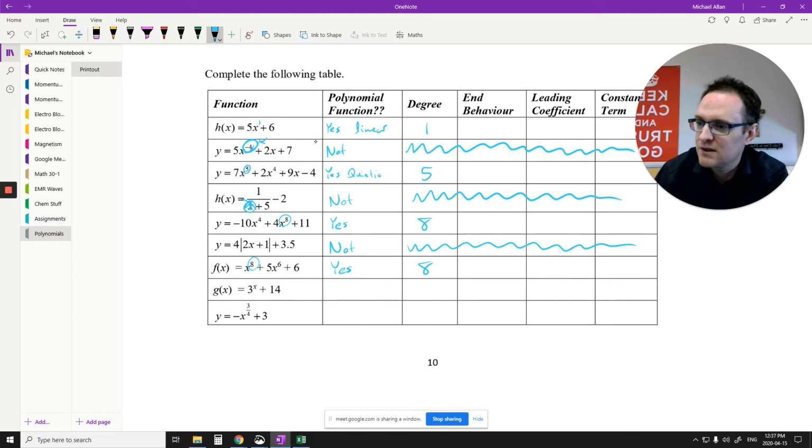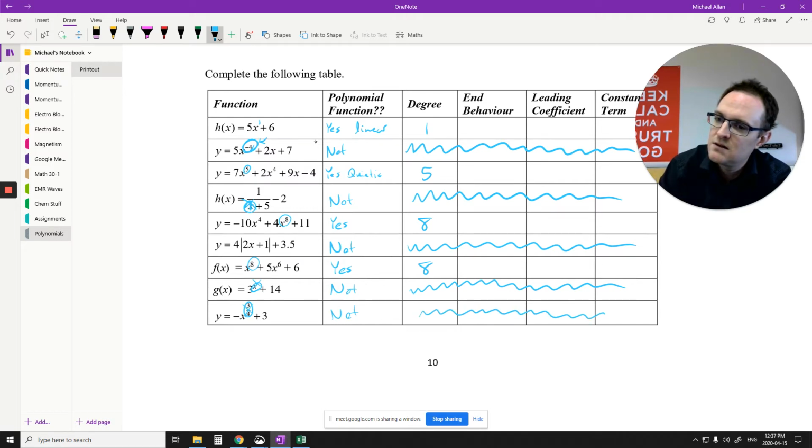There's a pattern here so far. Well, this is not because the x is in the exponent. That's a bad thing. And the last one is not as well because the exponent is not a whole number. Let's cross that off. Okay, so I only have to do 4 of these for the rest of them.